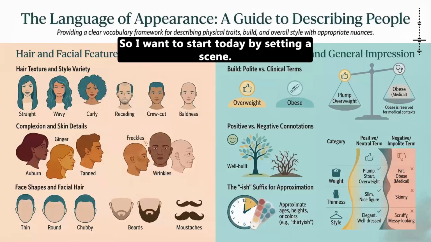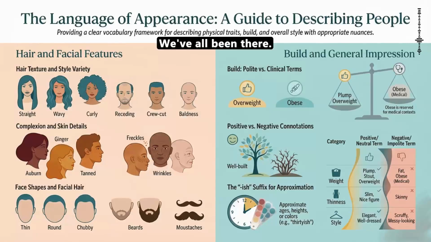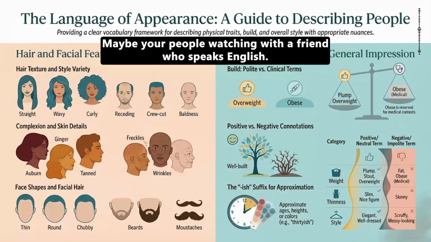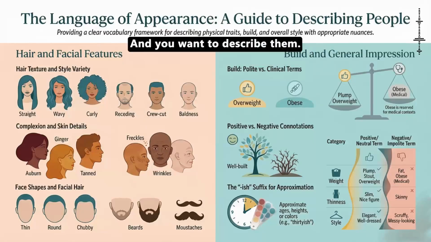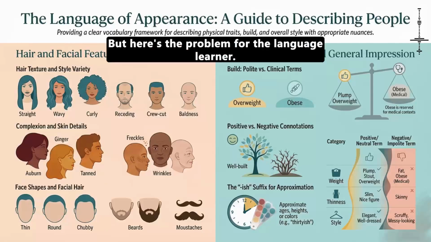So I want to start today by setting a scene. We've all been there. You're sitting in a cafe, maybe you're people watching with a friend who speaks English. You see someone walk in, someone interesting, someone distinctive, and you want to describe them. Naturally, we categorize what we see. It's just human. Exactly. But here's the problem for the language learner.